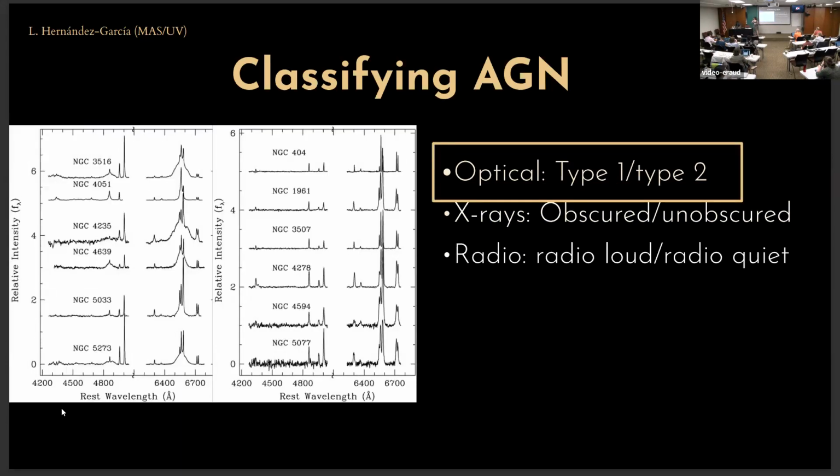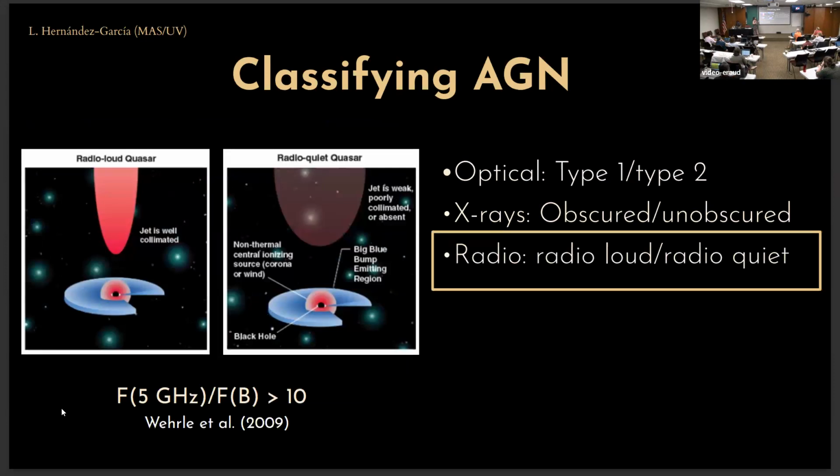And if we go to the radio band, well, I know there are different classifications nowadays, but historically they were divided into radio loud and radio quiet, depending on the comparison between the optical and radio power. And this will be related to the presence or not of a jet.